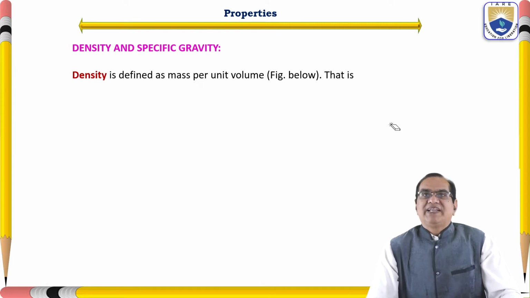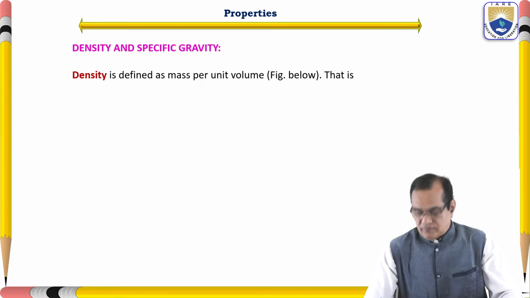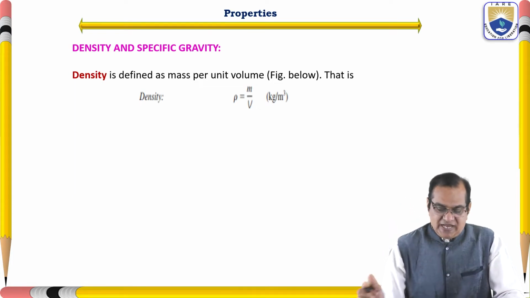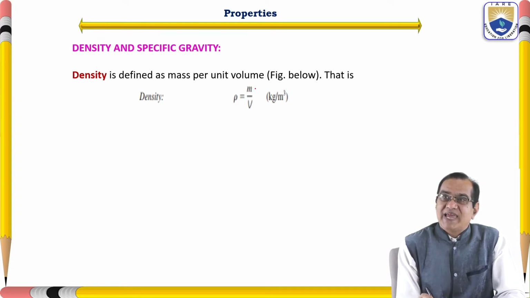Here density is defined as mass per unit volume. Density is denoted by rho. So rho is equal to m by V, where m is the mass in kg and V is the volume in meter cube.